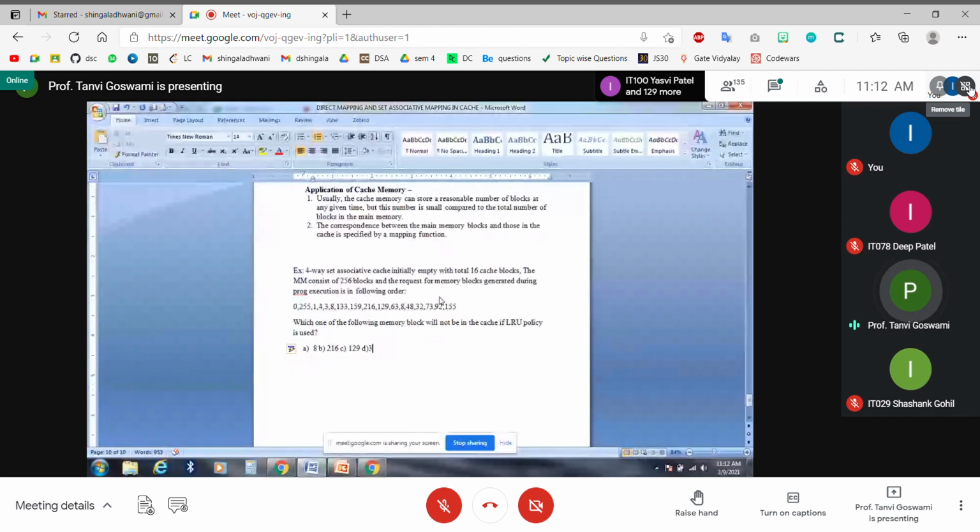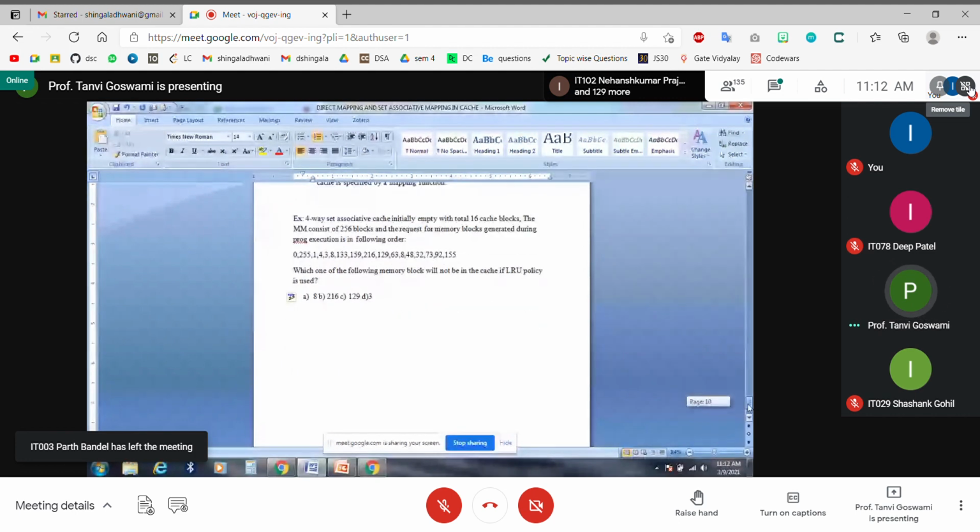So what is there with you? It is a 4-way set associative cache. So 16 total blocks are there, and in each set 4 blocks can be there. Each set is accommodating 4 blocks. And if you want to replace any block in the cache, you need to replace it with the LRU policy.